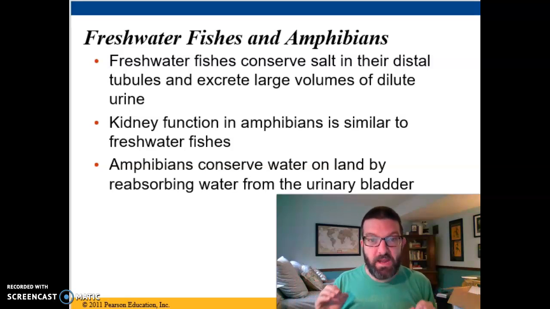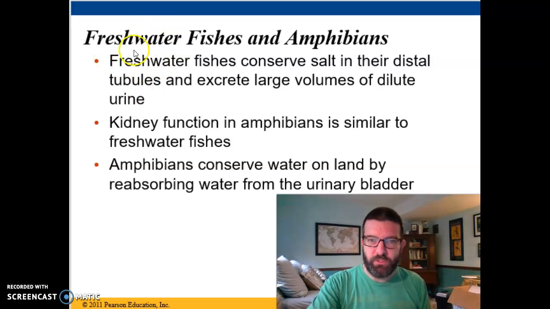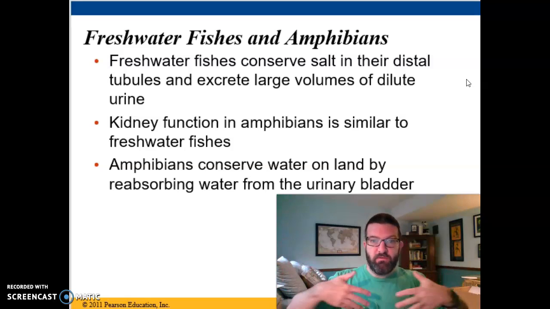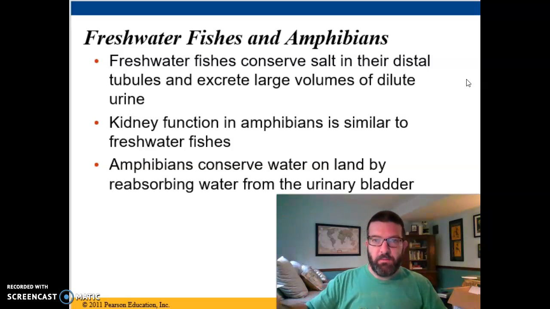Now, that's a broad look at how vertebrates do it. We kind of focused on mammals there, but it's a little bit different in different vertebrates. Freshwater fishes, which are hyperosmotic to their environment, so water tends to move in, are going to secrete large volumes of dilute urine, and they're going to conserve salt in their distal tubules because they need to hold on to salt and get rid of water.